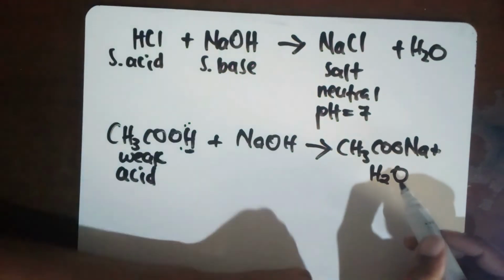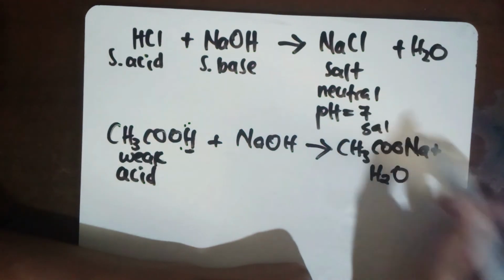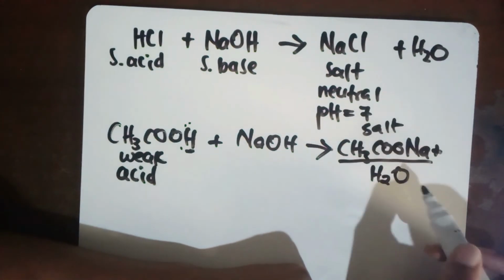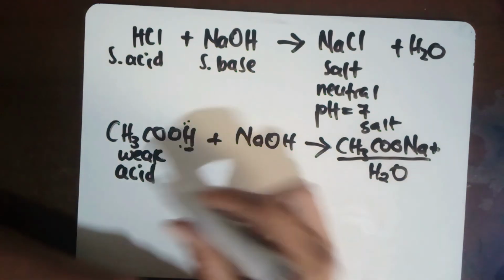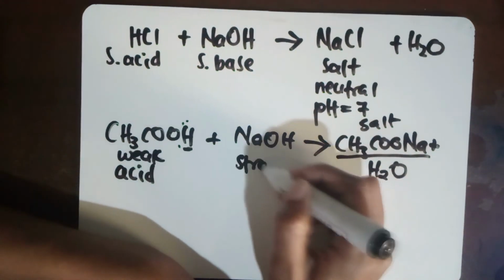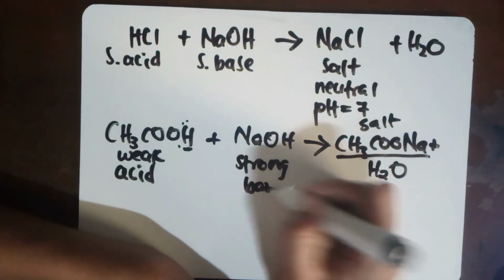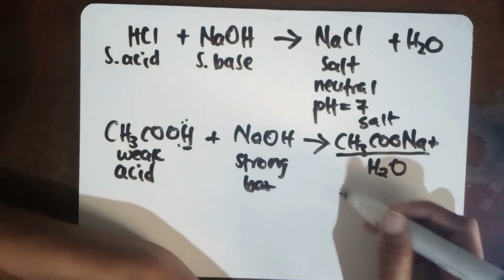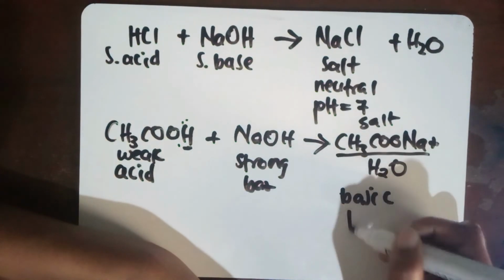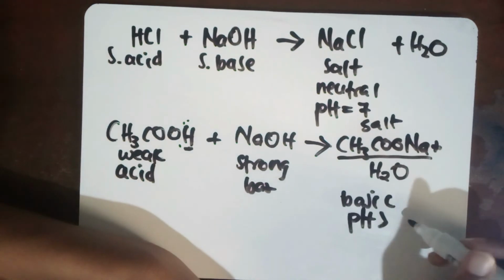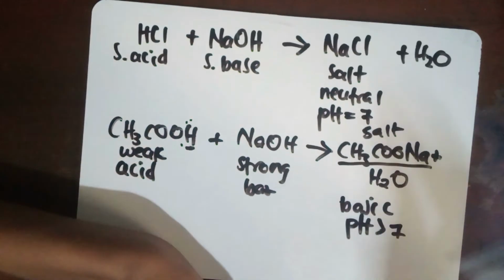So we're trying to determine, is our salt here basic, acidic, or neutral? Because we reacted a weak acid with a strong base, it means our salt is likely going to be basic, meaning the pH will actually be greater than 7, right? I hope that is clear.